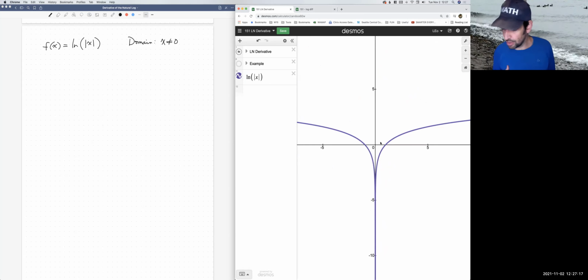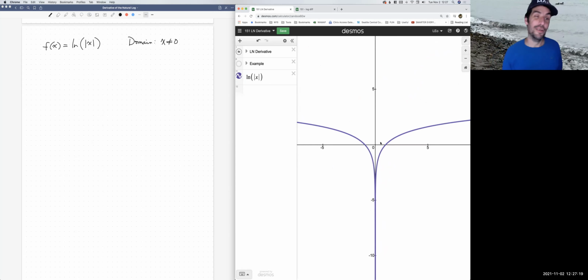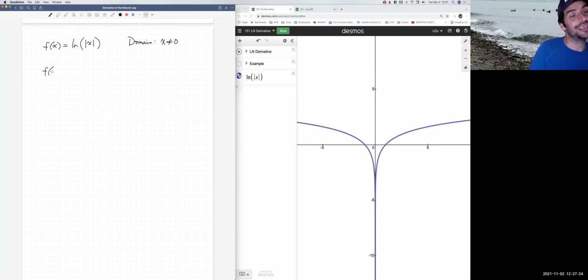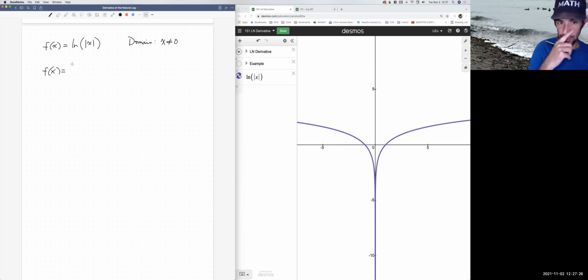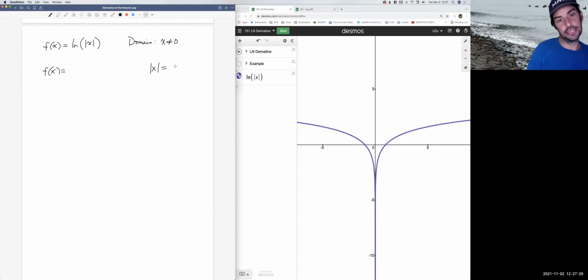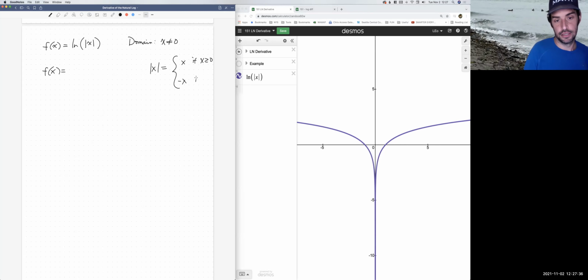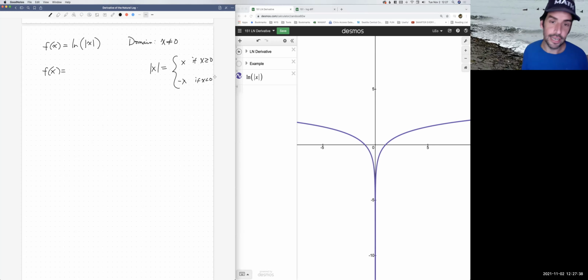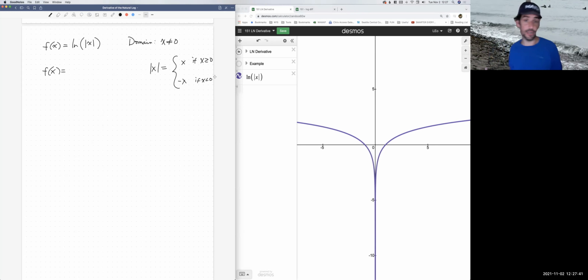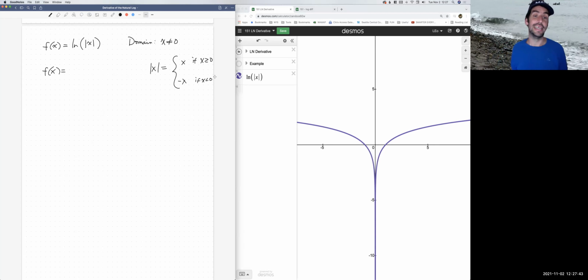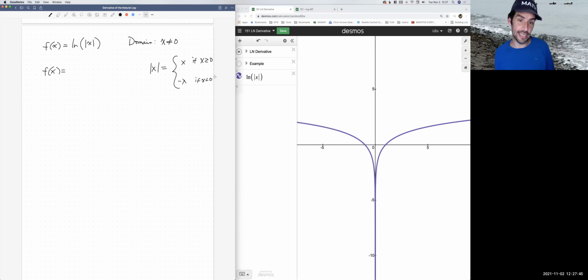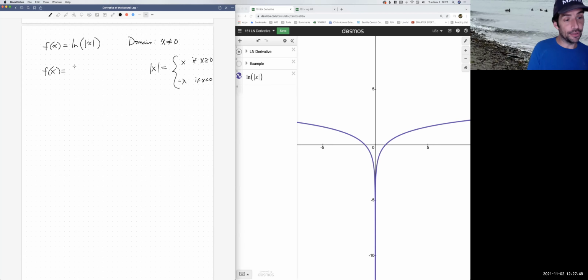So let's take the derivative of this, okay? We don't have a rule for absolute value. But what we do have is the definition of absolute value. Remember, absolute value is just a piecewise function. Right? It does nothing if the number you input is 0 or greater. It multiplies the number by -1 if the number is negative. So I can write this function as a piecewise function.